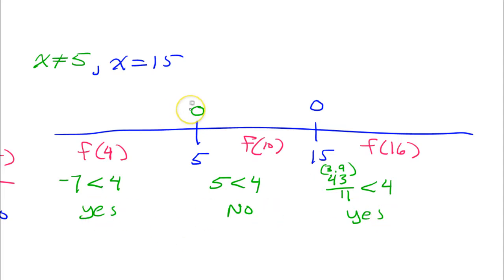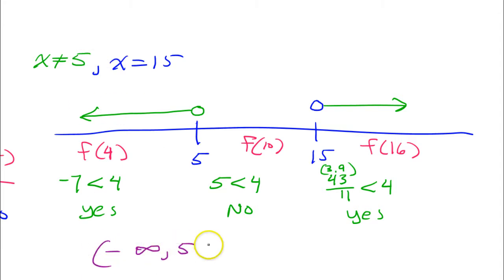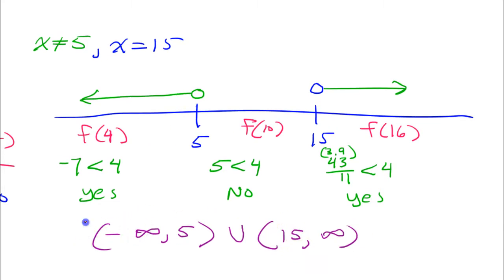So that means the solutions are in this area and this area. So there's a graph of my solution set. So in interval notation, that would be negative infinity to 5. It's going to be round because open circle. And then 15 to infinity. Again, because it's an open circle, I do round parentheses. So this would be our interval notation.